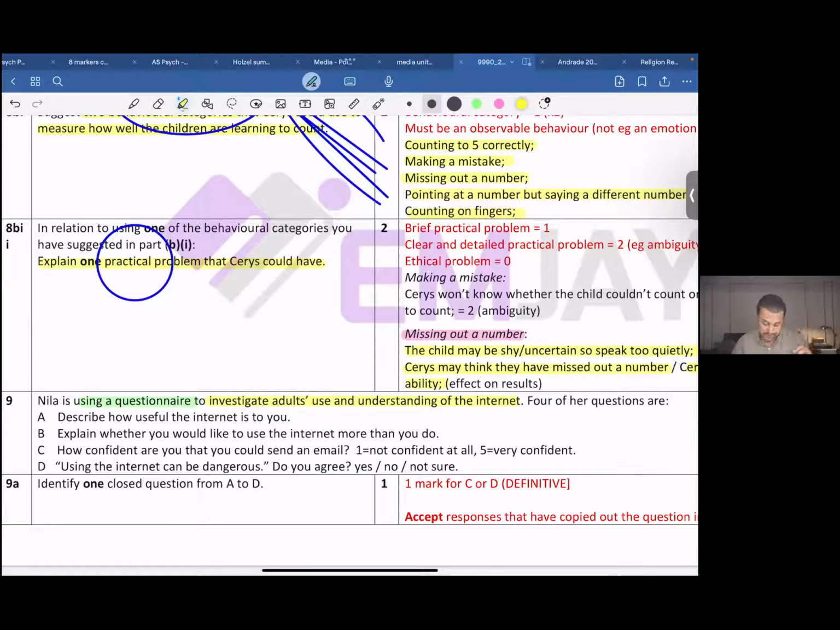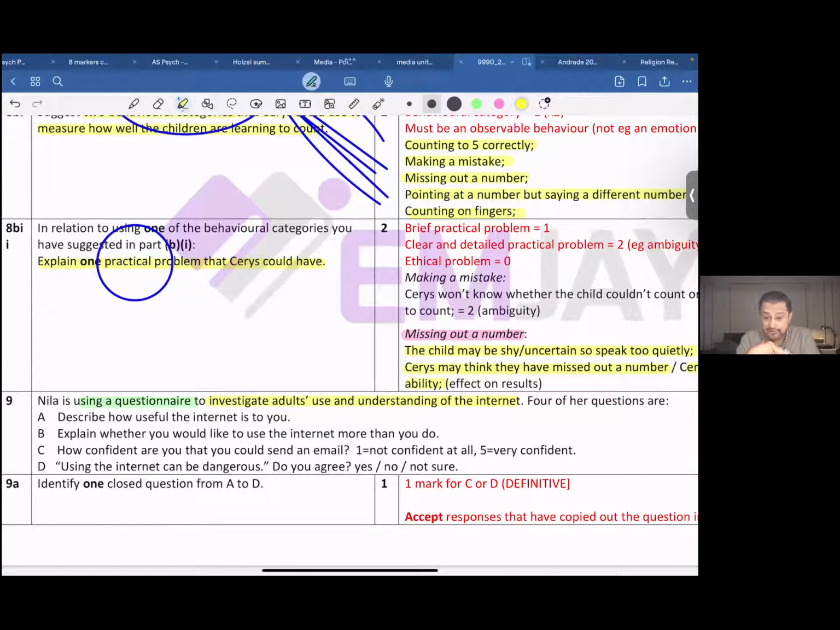We're talking about a questionnaire, an example of a self-report measure. 4 of her questions are: number 1, describe how useful the internet is to you. Number 2, explain whether you would like to use the internet more than you do. Number 3, how confident are you that you could send an email?